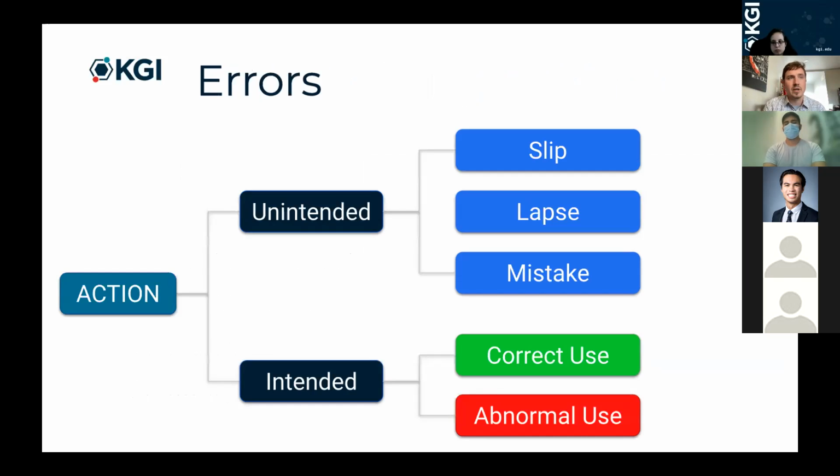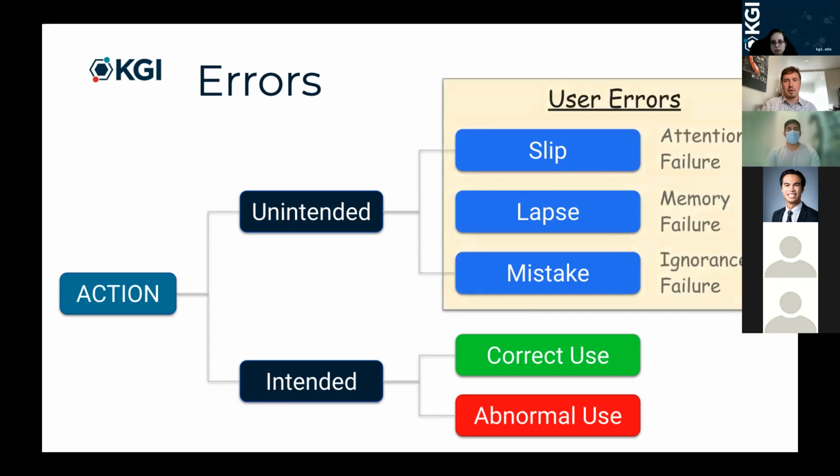There's a decision tree around errors. So we have an action that leads to an error. The first question is: is that action, or that error at least, unintended or intended? If it's unintended, then that could be broken down into slip, lapse, or mistake. If it's intended, then maybe it's the actual correct use, or maybe it's an abnormal use that was still intended by the user. It might not always be malicious, it might be just a time saver. And we'll talk a little bit more about that.